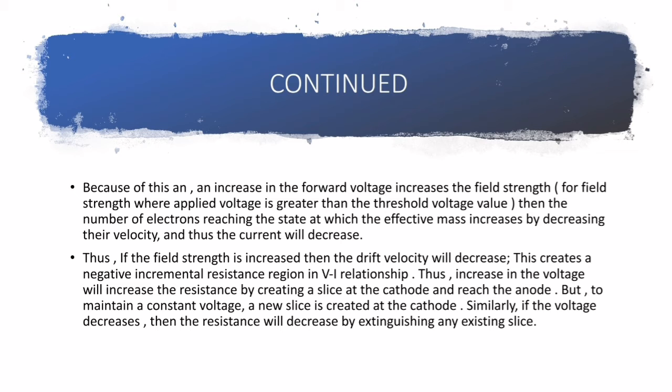This creates a negative incremental resistance region in the VI relationship. Thus, an increase in the voltage will increase the resistance by creating a slice at the cathode that reaches the anode. But to maintain a constant voltage, a new slice is created at the cathode. Similarly, if the voltage decreases, then the resistance will decrease by extinguishing any existing slice.